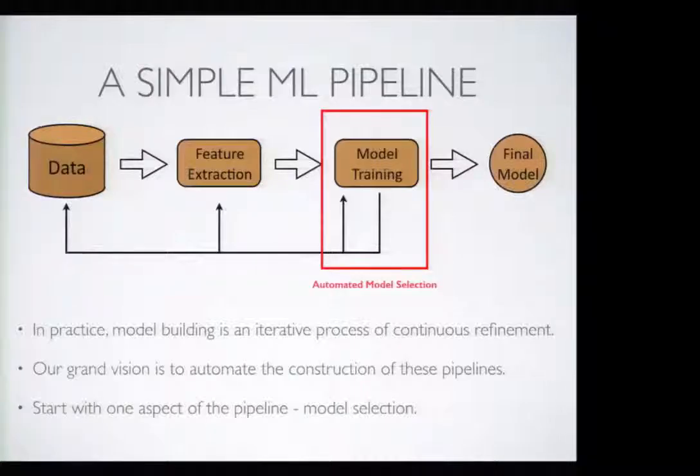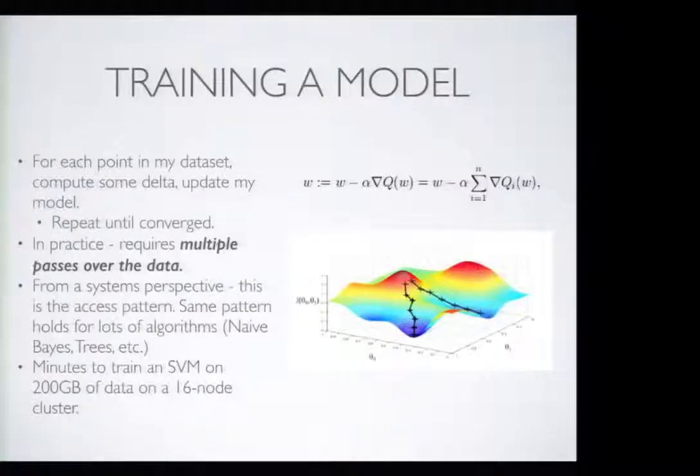But that's kind of an impractical thing to do all in one shot. So we're starting with one aspect of this iterative procedure of building these pipelines, and that is model training. This is what we mean when we're talking about automated model selection or automated model search. What are the different model families I should be trading off between, and what are the different knobs of those families I should be fiddling with?